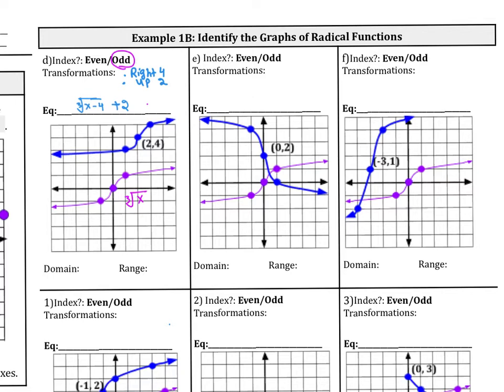And for domain and range, they both are going to go from negative infinity to positive infinity. So negative infinity to positive infinity for x values. For range, or y values, it is still negative infinity to positive infinity.